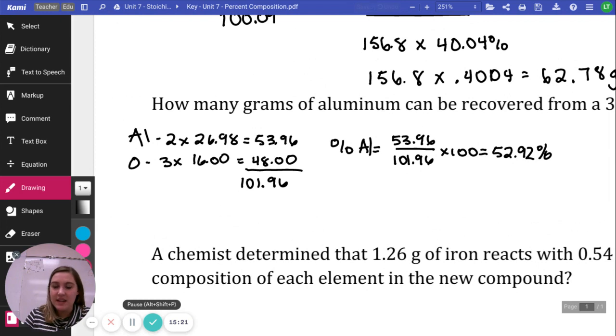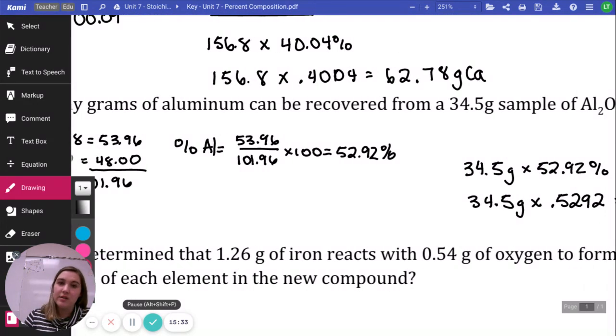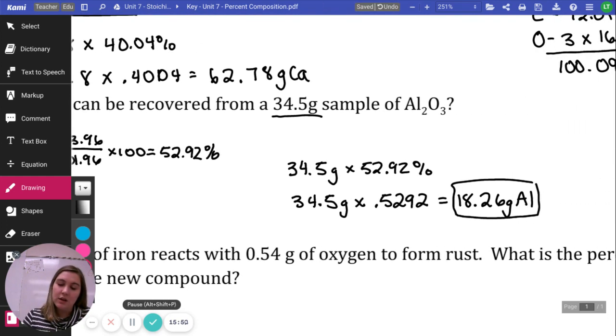So step 1 is to solve for the total molar mass. So we had 2 aluminums and 3 oxygens, add them all together, and we ended up with a total molar mass of 101.96. Then I found the percentage of aluminum. So our total mass of aluminum in our compound was 53.96 divided by our total molar mass, and that gave me 52.92%. Now then, we have a 34.5 gram sample of aluminum oxide, so we needed to figure out what 52.92% of 34.5 is, multiply them together, and you should get 18.26 grams of aluminum could be recovered.